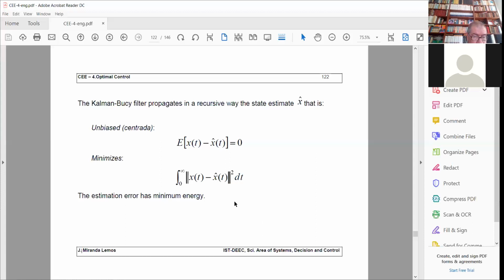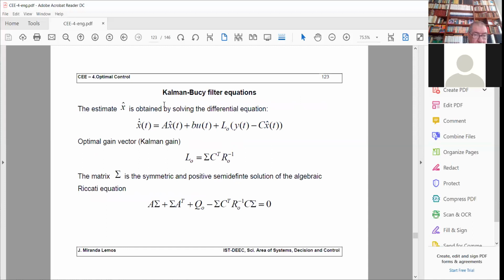So the solution is given by the so-called Kalman-Bucy filter. The structure of the Kalman filter is the structure of the observer. So you have a replica A x hat plus B u of the original dynamics, and then you have the error of the output, y(t) minus C x hat. C x hat is what you expect y(t) to be. So this should be small, then multiplied by an observer gain L_o, and that is re-injected into the observer.